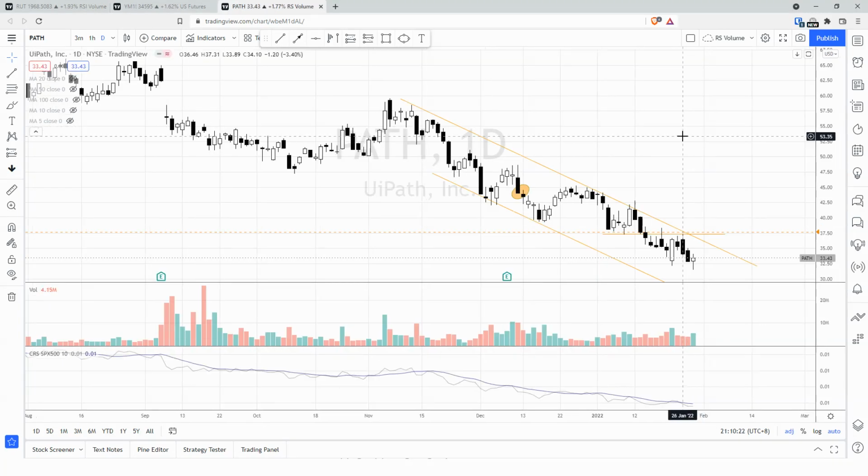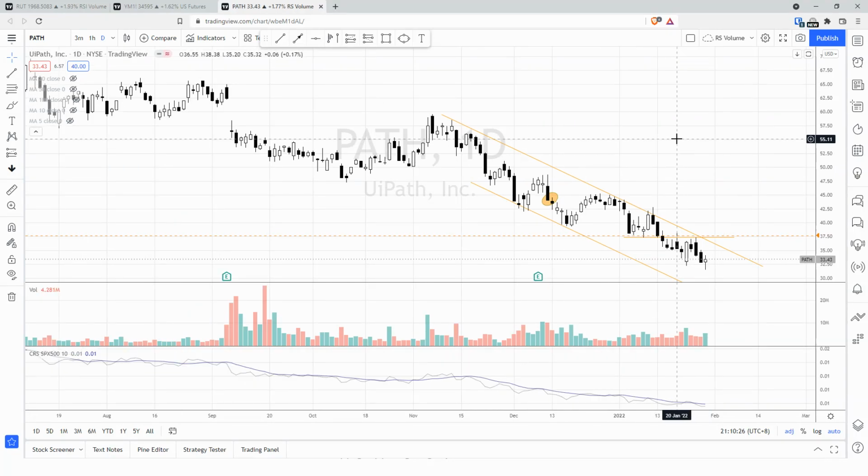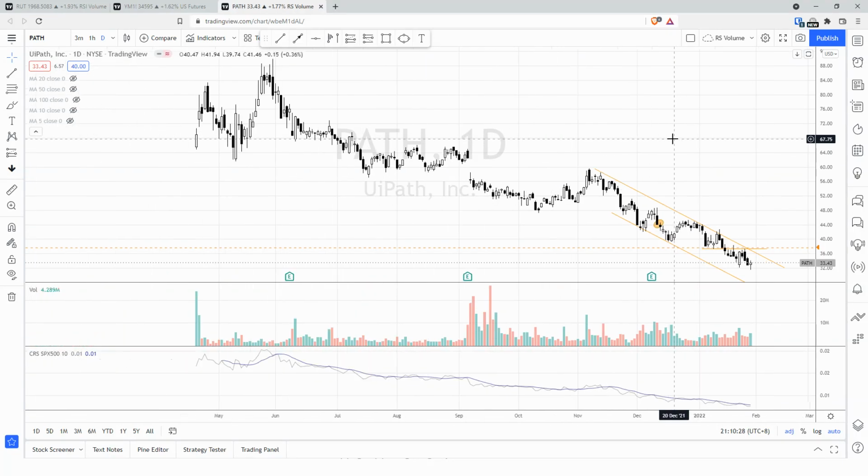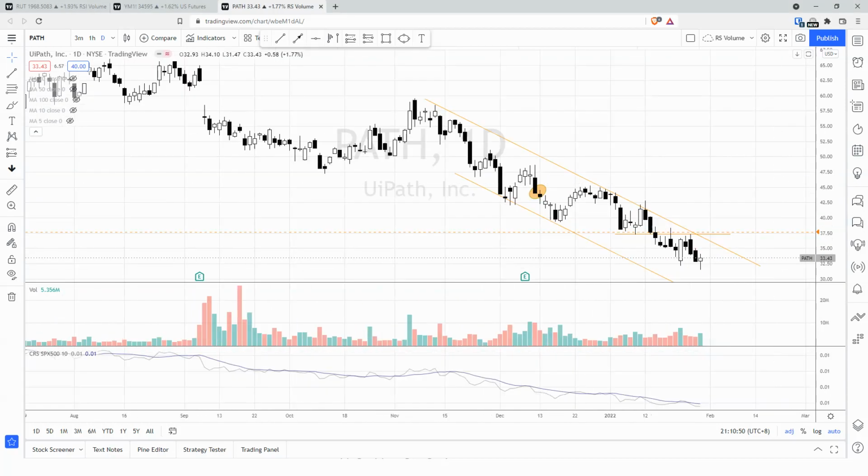Next one is UiPath. I think it is also another Cathie Wood stock. UiPath is kind of a bit late. Definitely not in a very nice structure because it has already broken down. We see there is a break below, so breakdown, and another break below here, breakdown, and right now it's just within this down channel. So this is just a trade betting on the down channel.